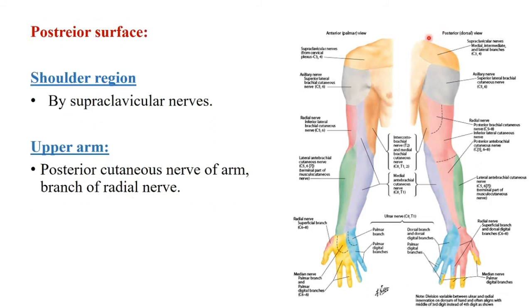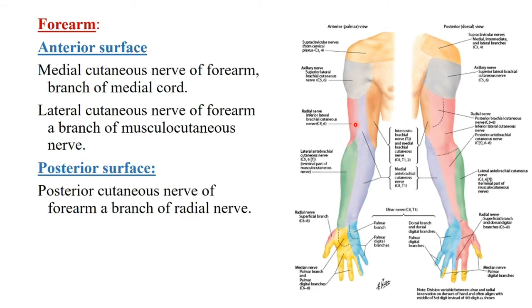Then posteriorly, the shoulder is supplied again by the supraclavicular nerve, and the arm is supplied by the posterior cutaneous nerve of arm, that is a branch of the radial nerve. So this was the supply of the shoulder and upper arm.